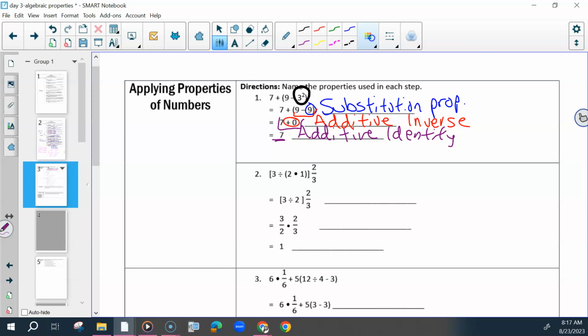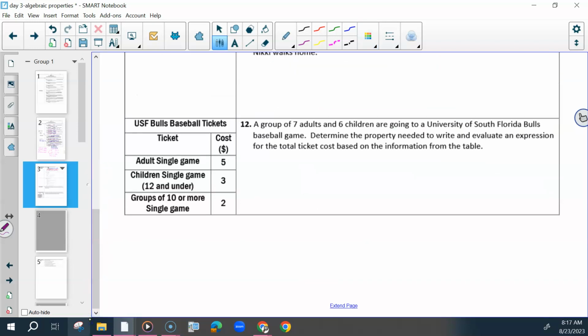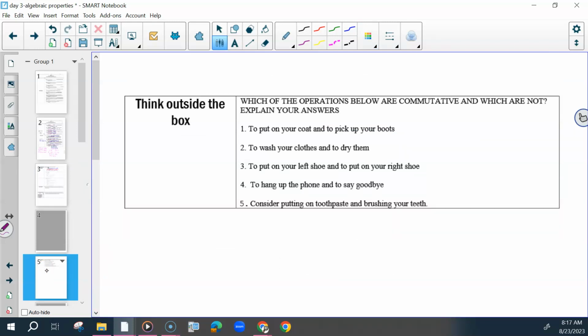Right? Look at the very last box. We're going to run through these real quickly and then you can grab your phones in a second. So these examples are asking which are commutative or not, which means, does the order matter or not? To put on your coat and pick up your boots, does the order matter? Yeah. So this would be commutative.